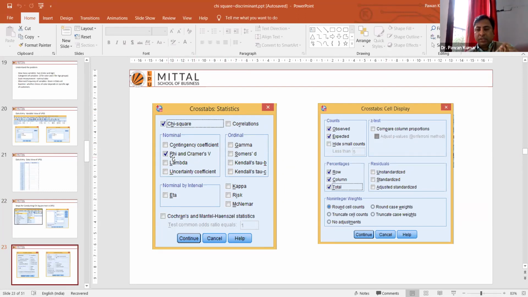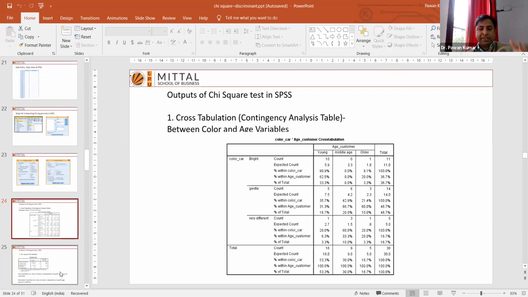You will tick this and choose it, and then you are going to show the descriptives also. As I mentioned, you can always show the descriptive statistics, even in your thesis or research paper, where you show the observed and expected counts, row percentages, column percentages, and the total. Then you click Continue. I hope these screenshots are meaningful to you, because they will help you see how the test is conducted.